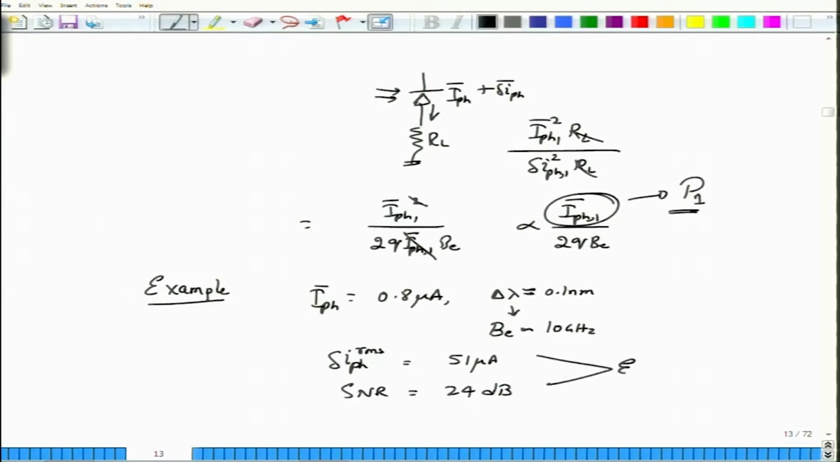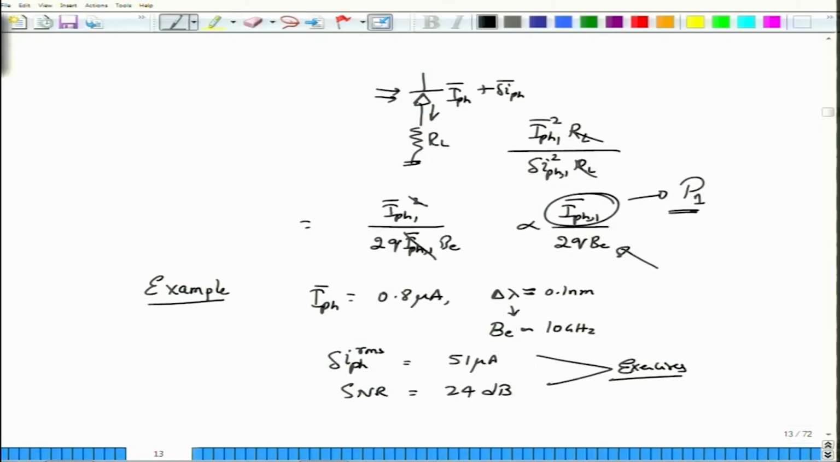I will leave these two as very simple exercises to be performed. The equations are there in front of you. This is an expression for the signal to noise ratio. Given the value of the current that you have transmitted, you can plug in those values. You know the value of q, you know the value of B_E, and then you can find out that this signal to noise ratio is about 24 dB.